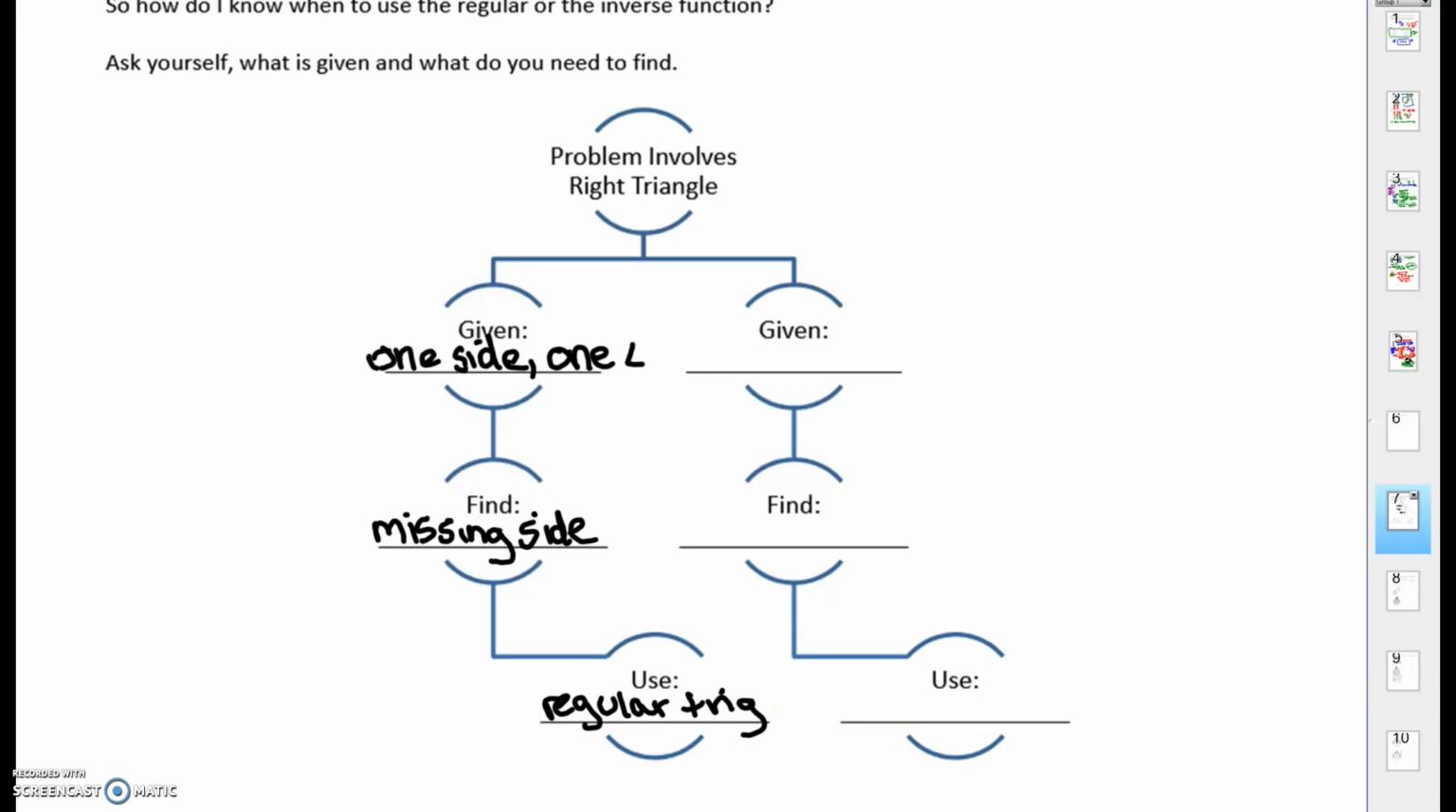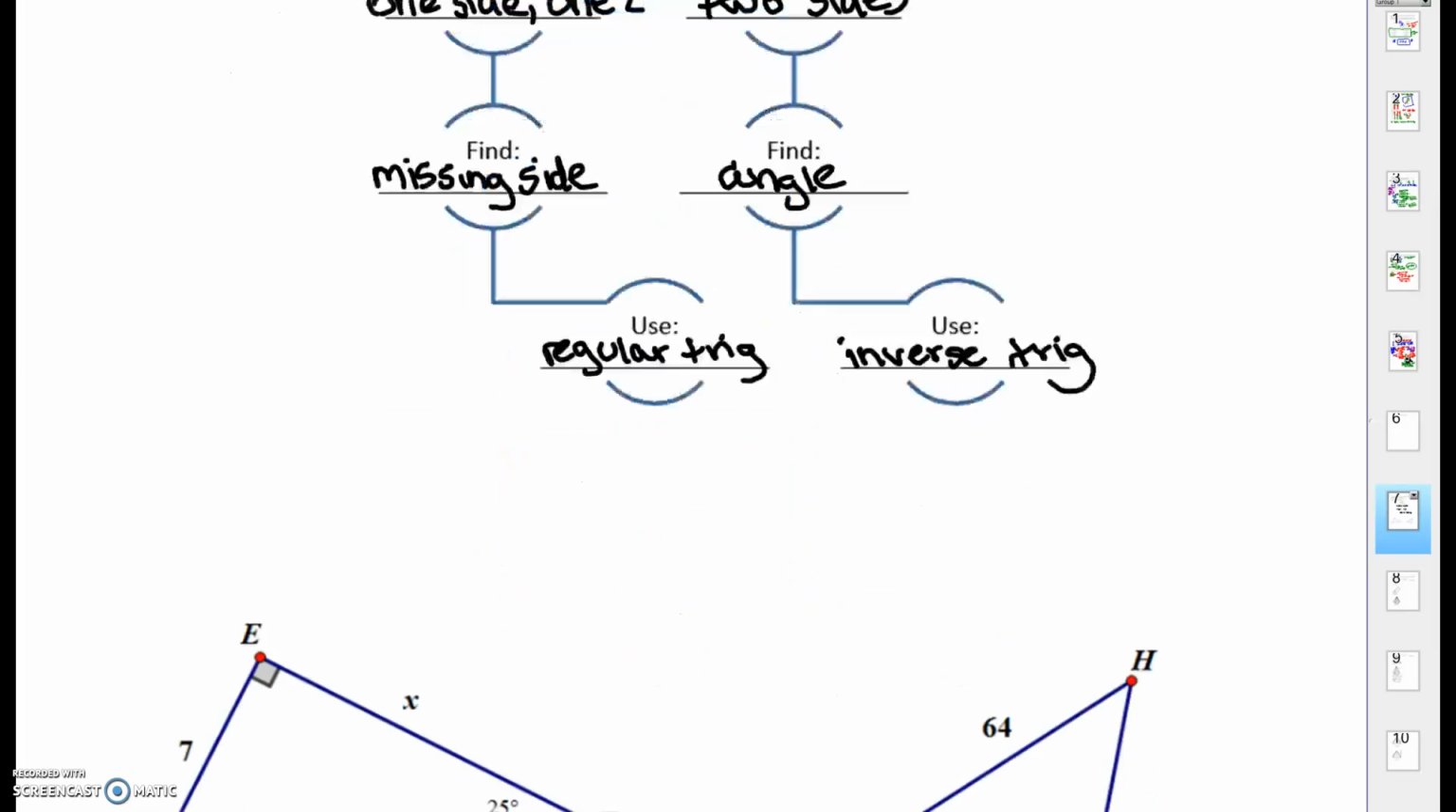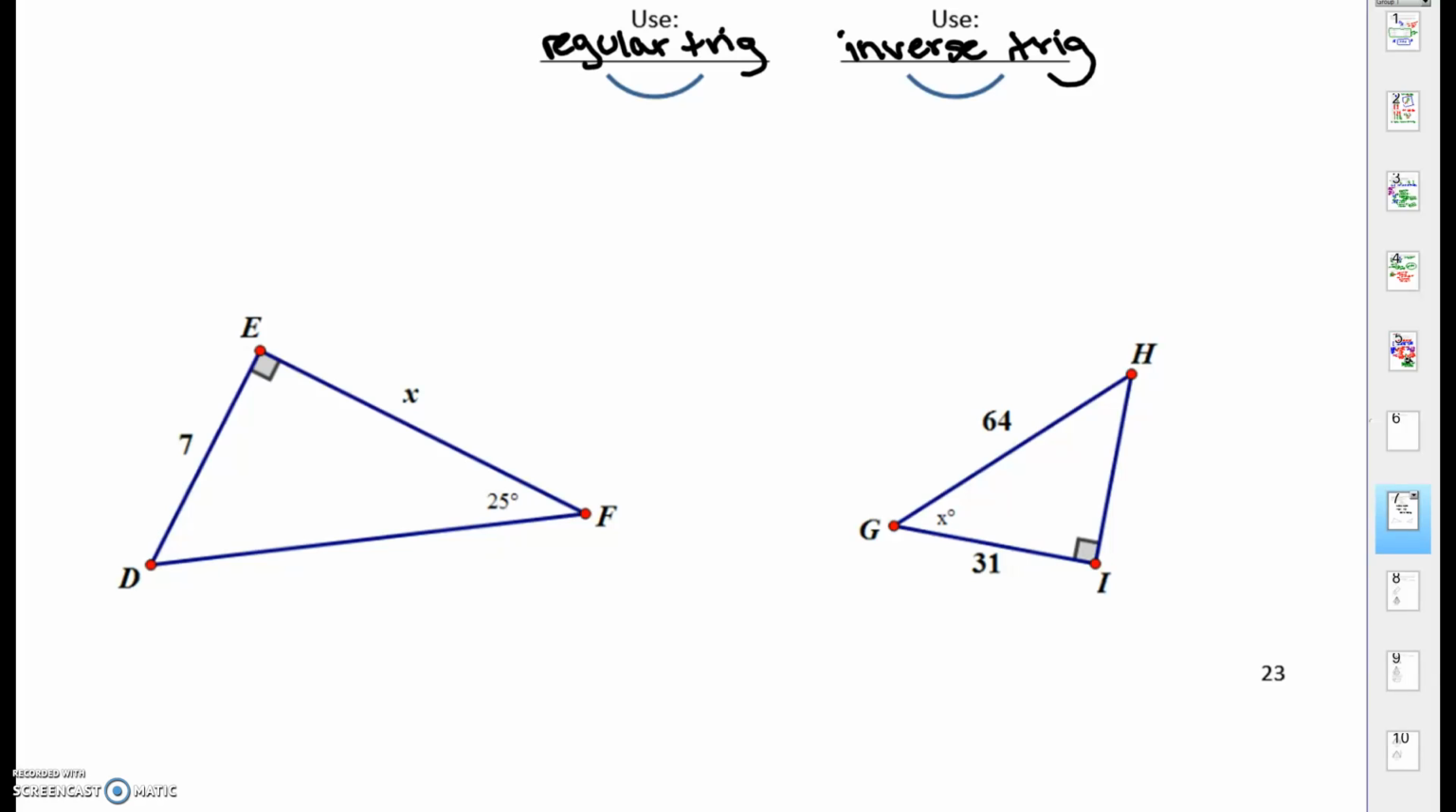Whereas if I'm given two sides and I'm hunting for the angle value, then I'm going to use inverse trig. So let's take a look at some examples. So down here, I'm given a side and an angle, and I'm missing a side. So that means I'm going to use regular trig.